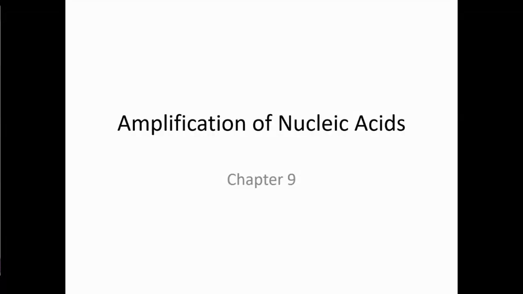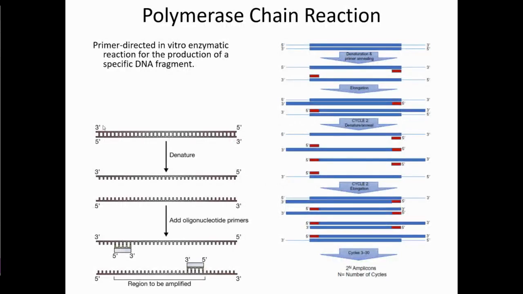Okay, chapter 9, amplification of nucleic acid. So the PCR, the polymerase chain reaction, is a primer-directed in vitro enzymatic reaction to amplify a defined DNA region.